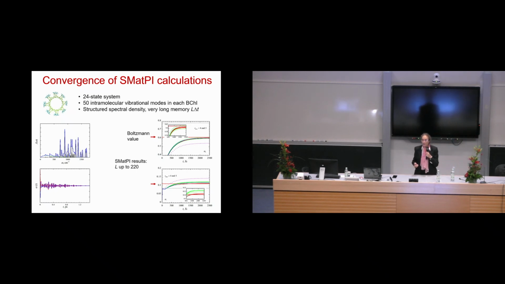The path integral time step is about 7 femtoseconds, right? So we have huge memory and a large number of states. And yet, we're able to converge these calculations. And you can see convergence curves here. We're converging to a sub-percent level. All right? So these are very accurate results that I'm showing you here.